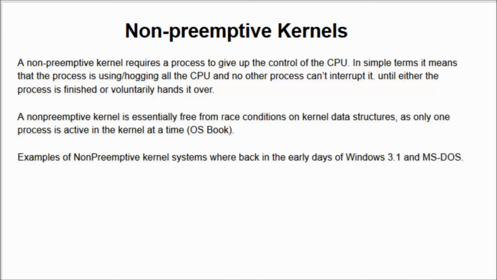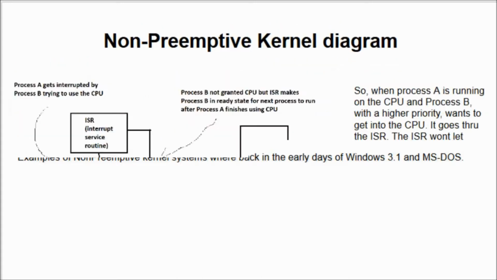A non-preemptive kernel is essentially free from race conditions on kernel data structures, as only one process is active in the kernel at a time. Examples of non-preemptive kernel systems were back in the early days of Windows 3.1 and MS-DOS.